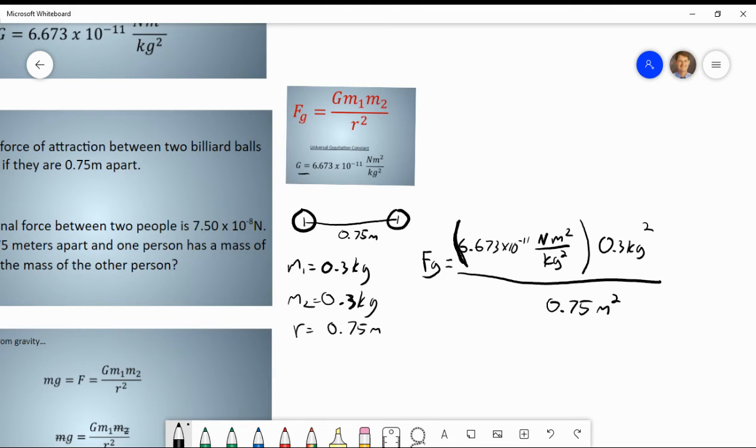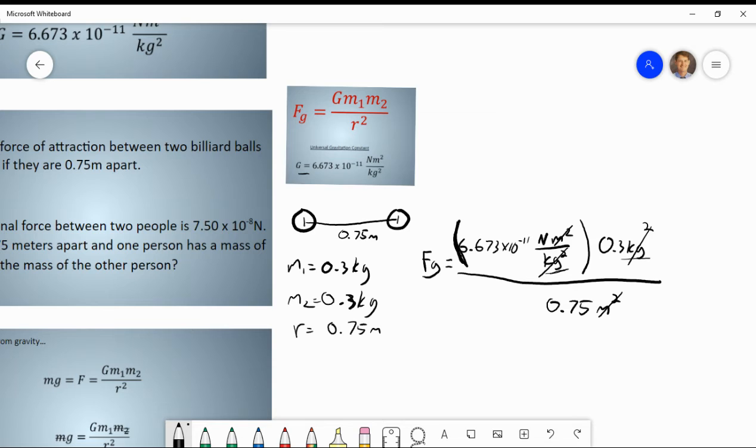Look what happens here, folks. Kilograms squared divided by kilograms squared, that's going to cancel out. Meters squared divided by meters squared. I'm going to be left with newtons in the end. So I am solving for a force. I'm left with newtons, and I'm set.